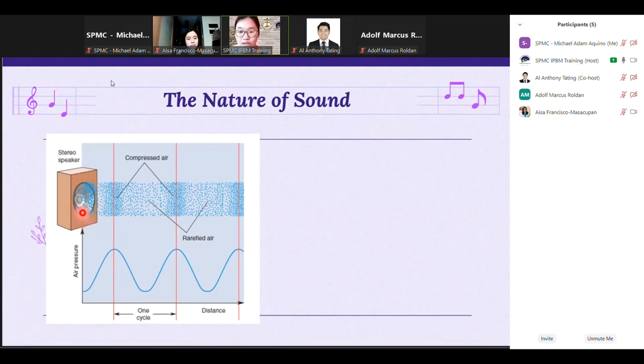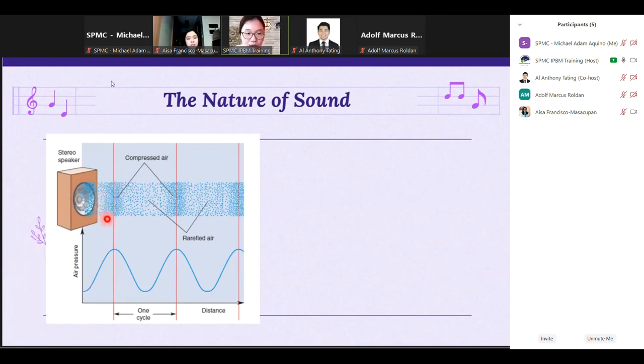And it moves whenever sound is produced, no? So whenever this part moves, in the case of a speaker, it is actually attached to a magnet which vibrates in and out. So whenever it vibrates, it compresses the air around it.